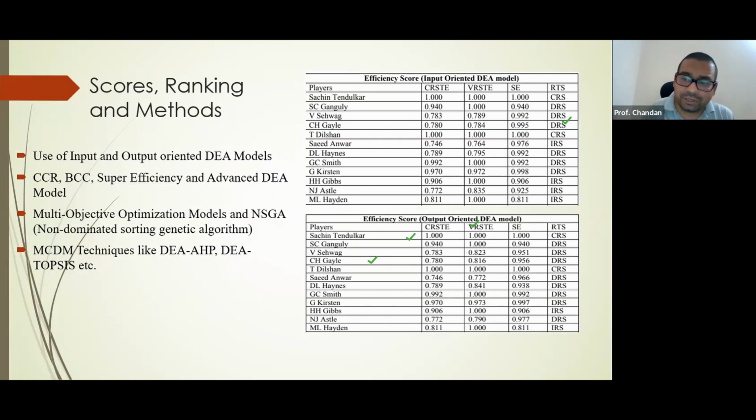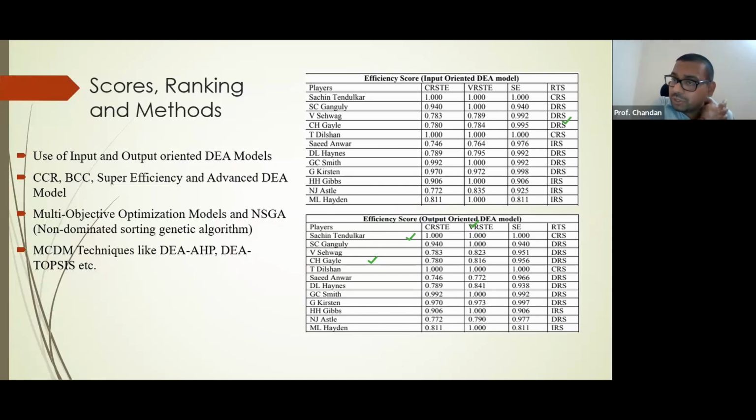This IRS, DRS, and CRS represent increasing returns to scale, decreasing returns to scale, and constant returns to scale. And we have variable returns to scale technical efficiency, scale efficiency, and constant returns to scale technical efficiency. Fine. So we have both models, input-oriented and output-oriented models. We have various other models like CCR and BCC, and super efficiency models.